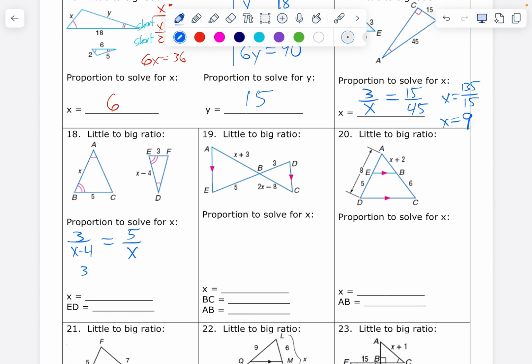Okay, so we get 3x equals 5x minus 20. And 2x equals 20, so x equals 10. And then ED, we just go back and plug it in, so ED is 6.